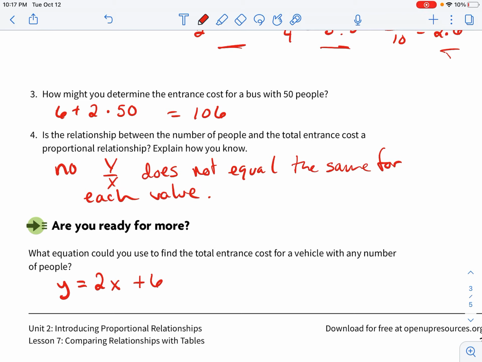Notice how it differs from a proportional relationship, because instead of just y equals k times x, we have this additional plus 6. Okay, so that's the difference between a proportional equation and an equation that's not a proportional relationship.